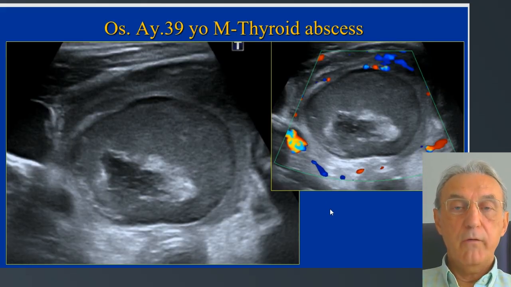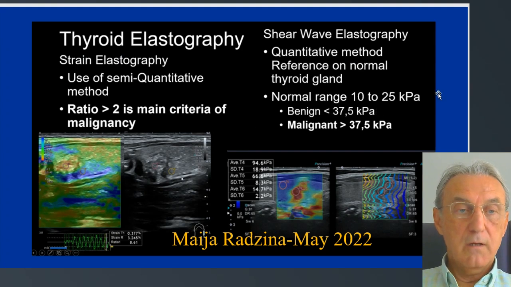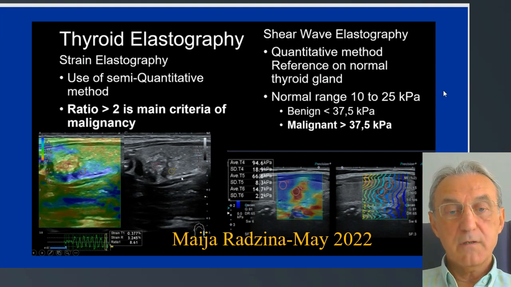Sometimes, very rarely, we can see abscesses. This is such a case. He's a male, 39 years old, and you can see that the vascularity is only around the nodule. Inside there is no vascularity, so this was a thyroid abscess.